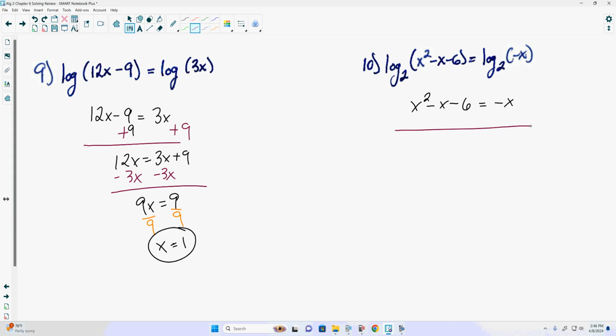Now, since we have an x squared term, we need to get this equal to 0. We can add x to both sides. And on our right-hand side, negative x plus x is 0. On the left-hand side, we'll have x squared, and our negative x plus x is 0. So we have x squared minus 6. Questions on how we got to this here?